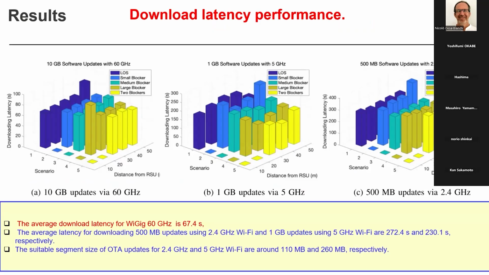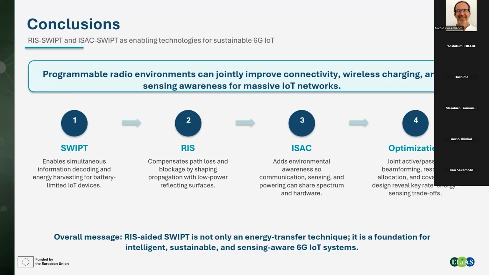And also we have the download latency performance for 10 gigabit uplink using 60 gigahertz, 1 gigabit uplink using 5 gigahertz, and 500 megabit uplink using 2.4 gigahertz. We found that the download latency for millimeter wave is 67.4 and it's larger for the Wi-Fi at 2.4 and 5 gigahertz. So our conclusion is that the programmable radio environment will improve the connectivity and wireless charging.